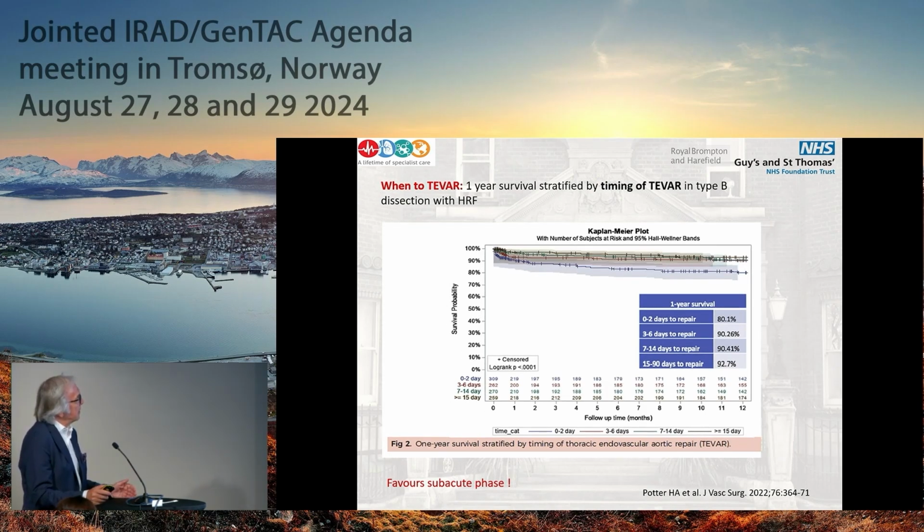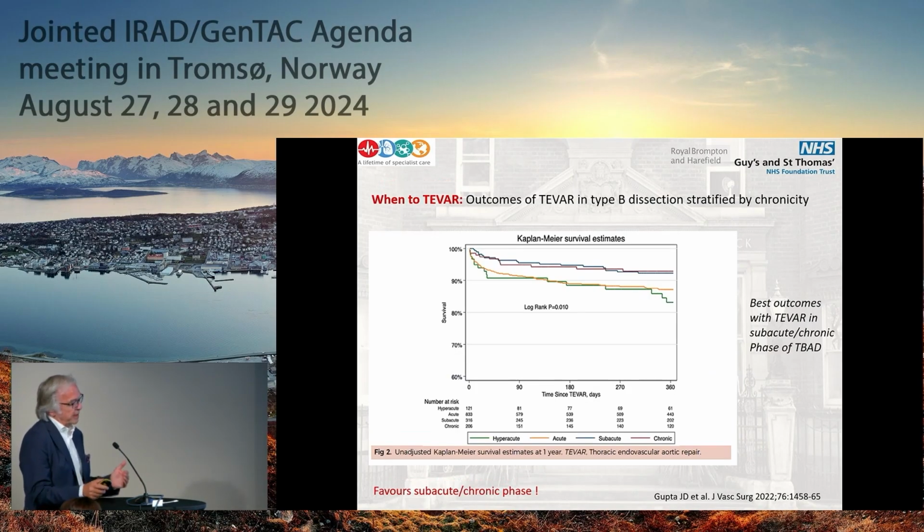Same is true for 1 year survival. The same set of data shows the elective repair, a longer elective repair between 15 days and 90 days post-impact, has a better outcome, 92.7% as compared to the early intervention with 80%. Those patients are not similar, of course. This is not a randomized trial, but it shows that if you can avoid the early phase, you benefit the patient.